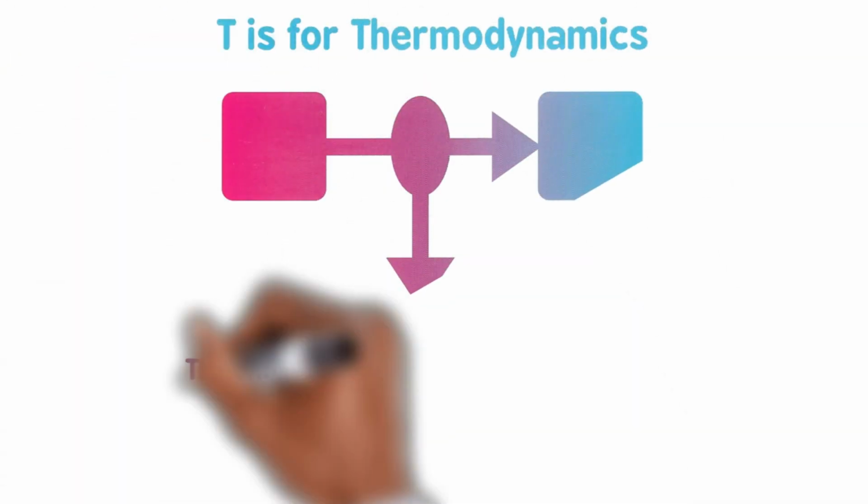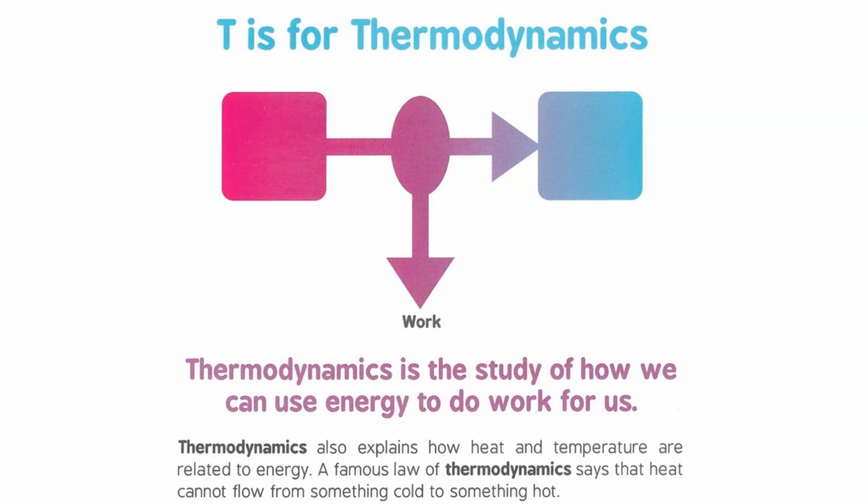T is for thermodynamics. Thermodynamics is the study of how we can use energy to do work for us. Thermodynamics also explains how heat and temperature are related to energy. A famous law of thermodynamics says that heat cannot flow from something cold to something hot.